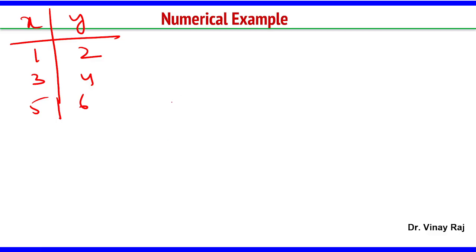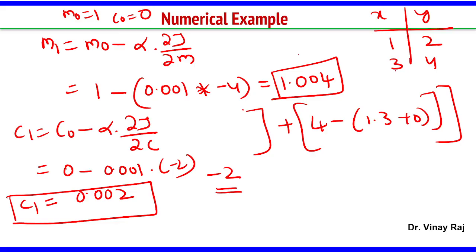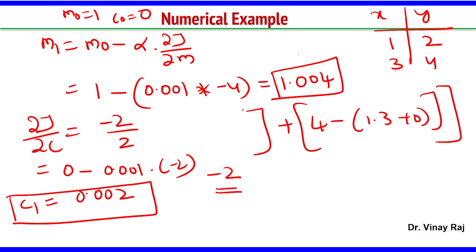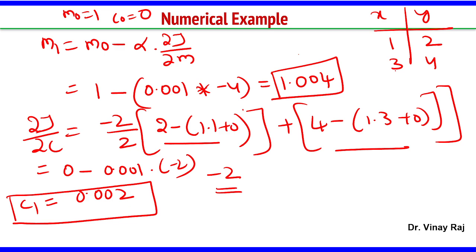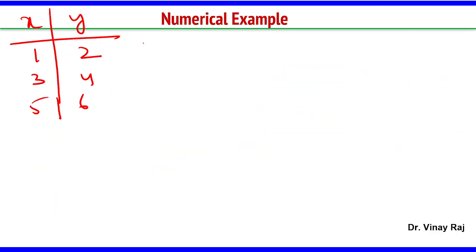If you observe the previous calculation, when I am trying to find out dou j by dou m and dou j by dou c, I am using all the data points. We saw just now, when I was calculating dou j by dou c, it was 2 by 2, 2 minus 1 into 1 plus 0. I am using x1, y1 and x2, y2, both the values. So whatever data points are given to us, we are using everything. This is called batch gradient descent.